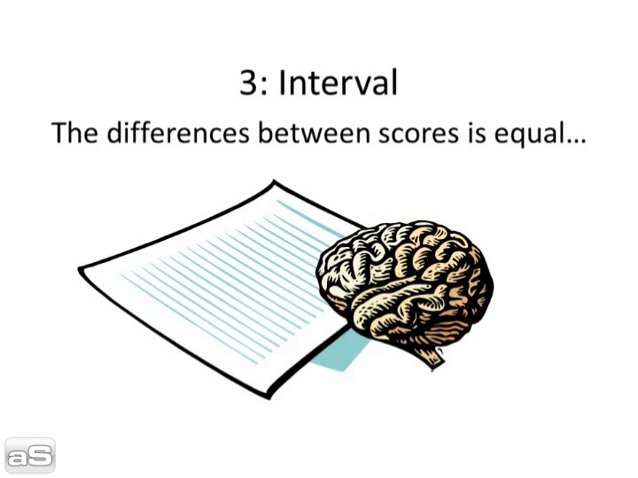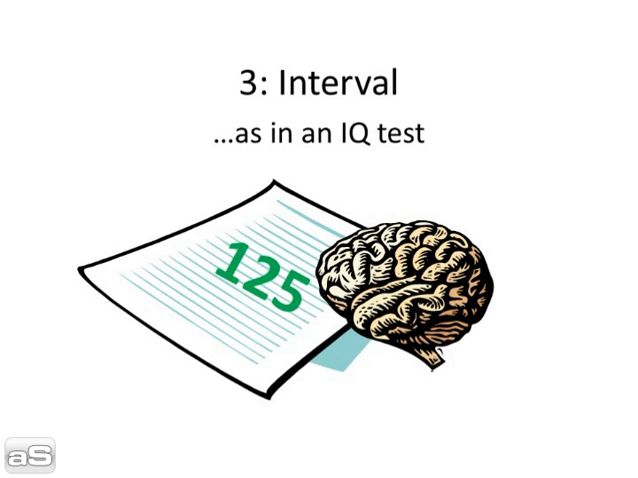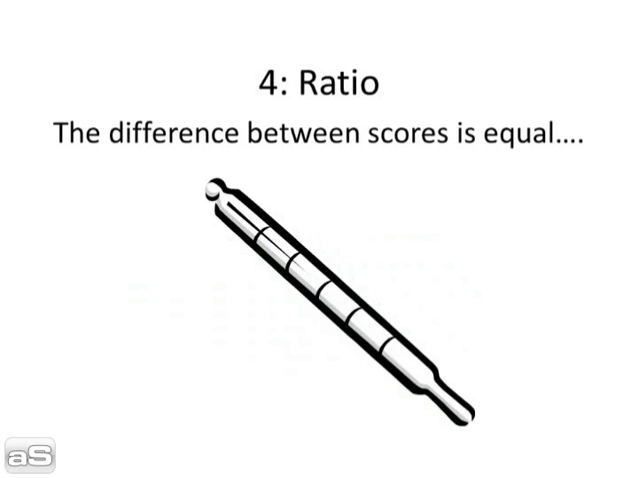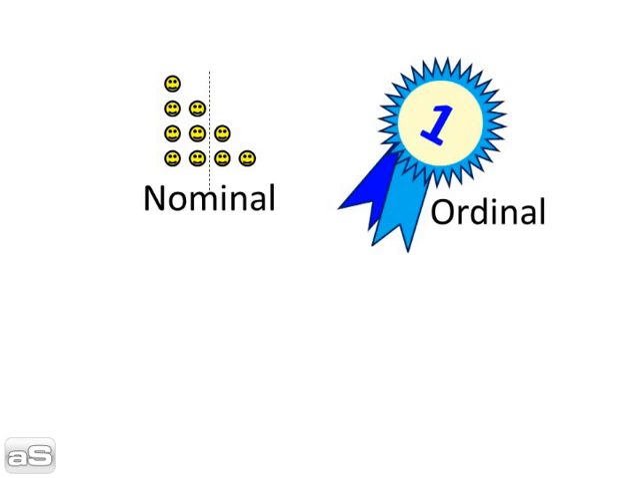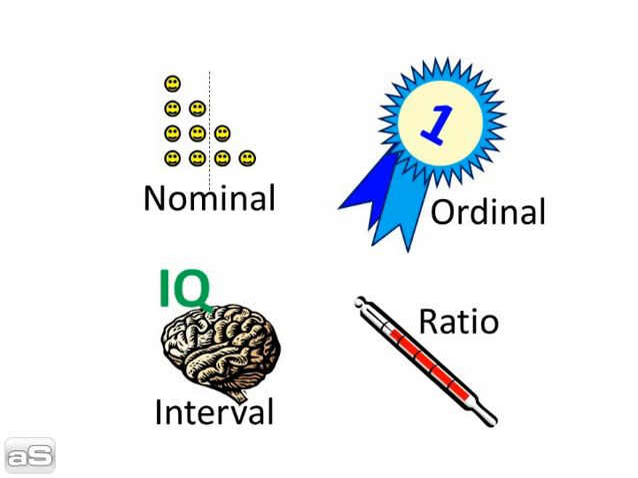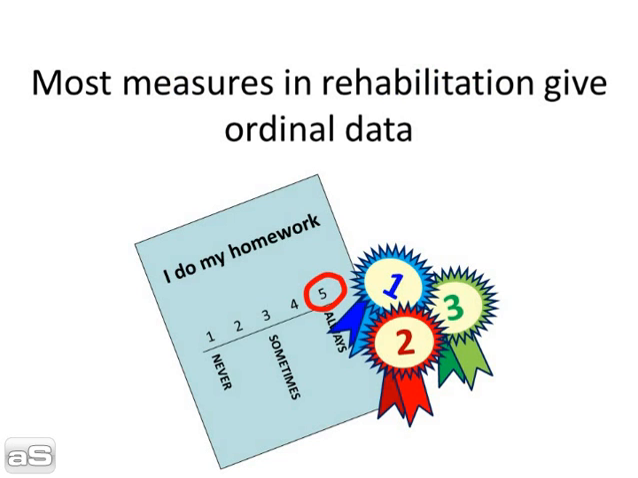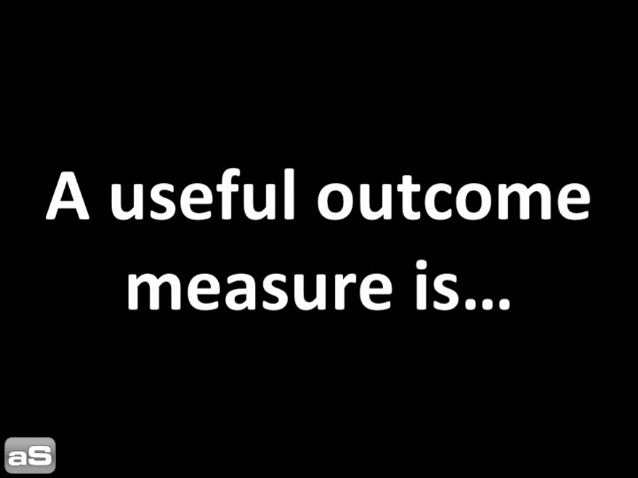Interval, the differences between scores is equal, as in an IQ test. Ratio, the difference between scores is equal, as in temperature. It is possible to get a true absolute zero. So that's nominal, ordinal, interval and ratio. Most measures in rehabilitation give ordinal data.